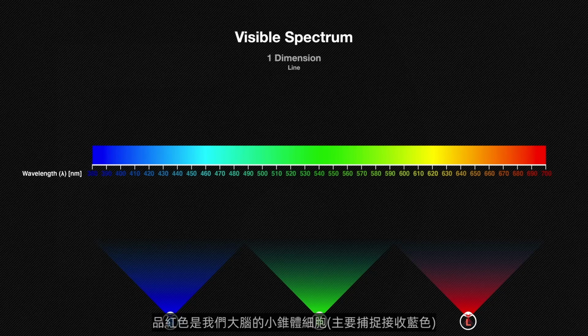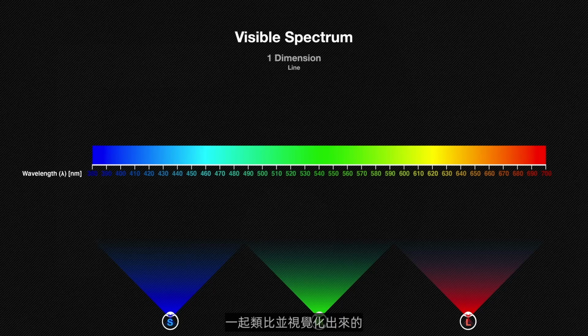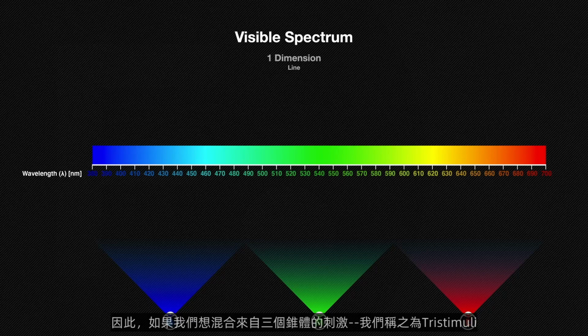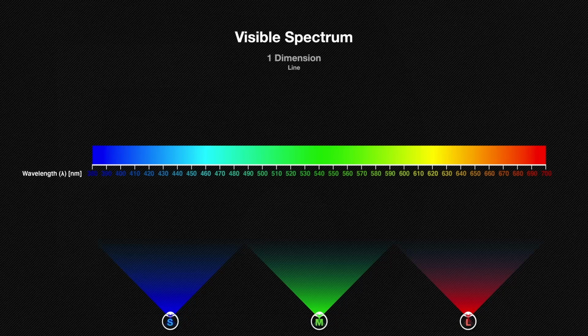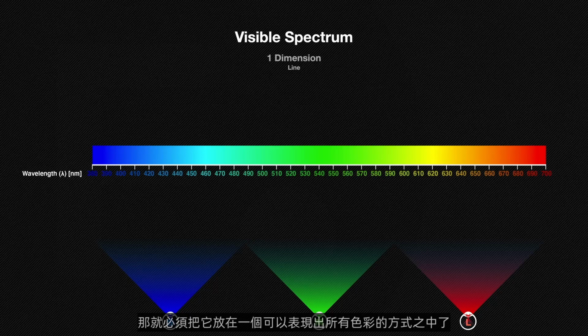Magenta is what our brain visualizes when the small cone cells that capture what we perceive primarily as blue are stimulated together with the large cone cells that capture what we perceive primarily as red, with no stimulation of the medium cone cells in charge of visualizing the green. That is when magenta appears in our brain. So if we want to mix the stimuli from all three cones, what we call three stimuli, we have to put it in a way we can have all colors able to be represented.